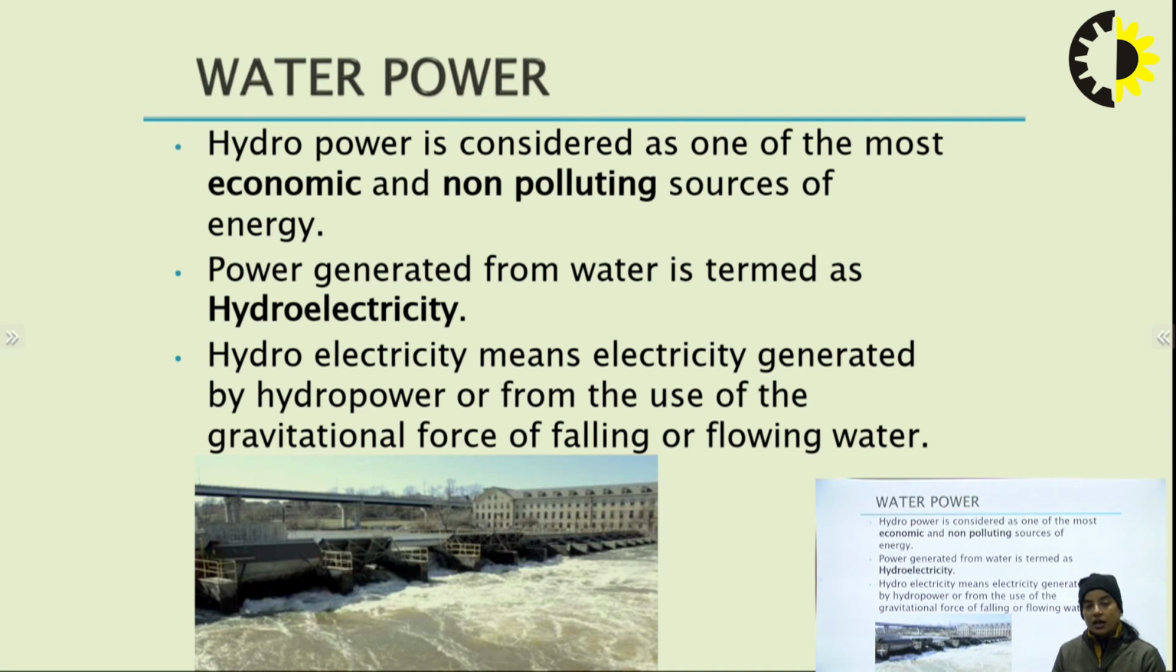Hydroelectricity means electricity generated by hydropower, or from the use of the gravitational force of falling or flowing water. Suppose there are some constructions, some mechanism, by which we provide potential energy to the water. And in flowing water there is itself kinetic energy. So both potential and kinetic energy in combined form are utilized in hydropower.